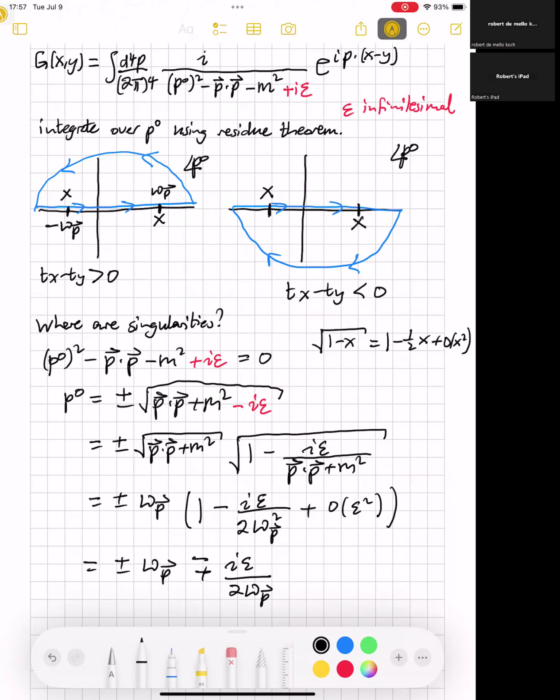So when you close the contour in the upper half plane, you should pick up the residue from the pole at minus omega P. And when you close the contour in the lower half plane, you should pick up the residue of the pole at omega P. So the next thing that we're going to do is we're going to evaluate what these residues are. And then we'll be able to calculate the integral using the residue theorem.